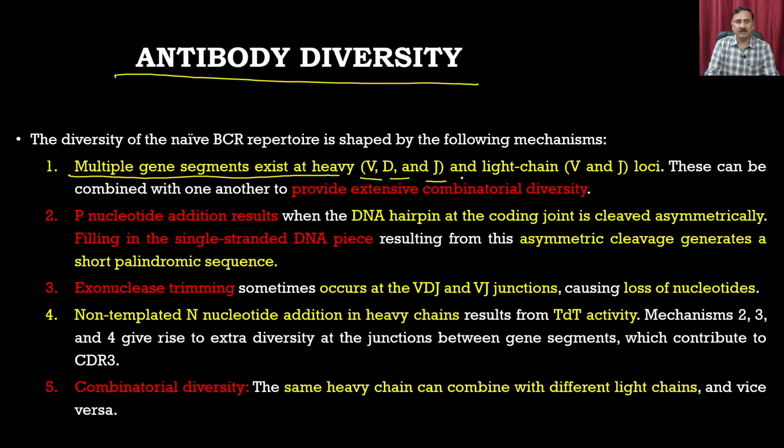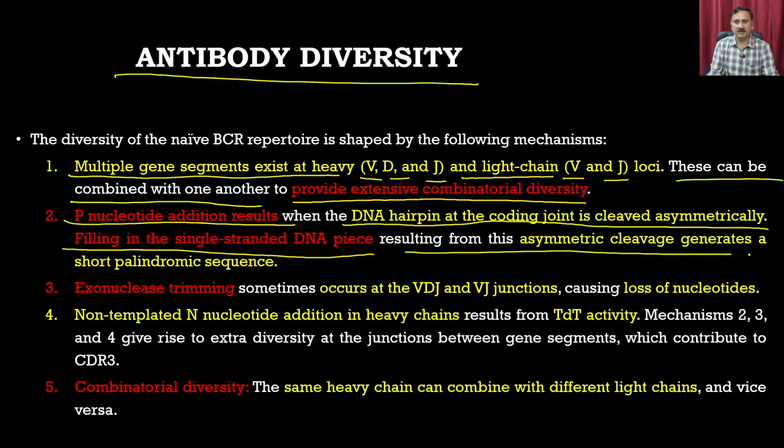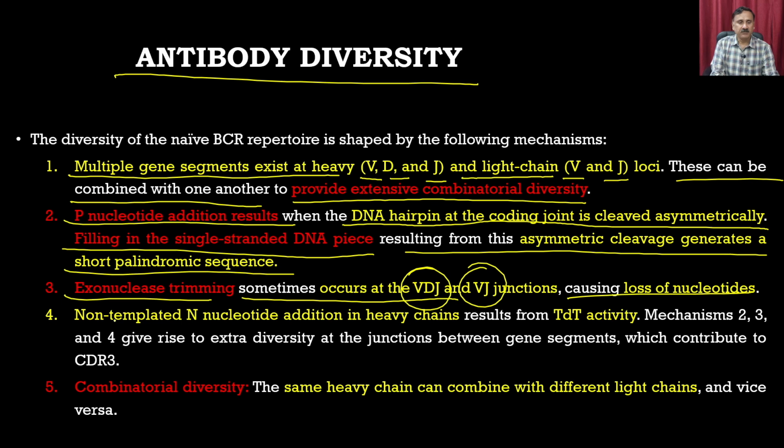You also have the multiple gene segments at the light chain region, called the V and J loci, and these can be combined with one another to provide extensive combinatorial diversity. The P-nucleotide addition results when the DNA hairpin of the coding region is cleaved asymmetrically, filling in the single-stranded DNA piece, and this asymmetrical cleavage generates a short palindromic sequence. Exonuclease trimming sometimes occurs at the VDJ and VJ junctions, causing the loss of nucleotides.